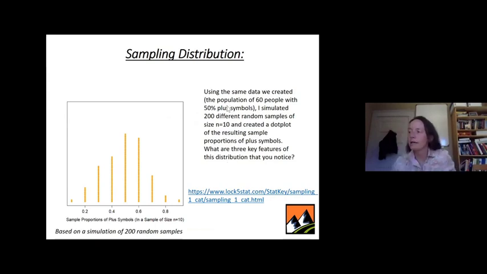So using the same data, I created a population of 60 people with 50 plus symbols and simulated 200 different random samples of size 10 and created another dot plot. And you see that they are centered at that 50%, where I'm randomly sampling 10 people from a population. You see that this looks kind of like a bell curve, and that's what we would expect to see. We would expect those sampling distributions to be approximately bell-curved or normal in shape. They're centered at that true population proportion as well.